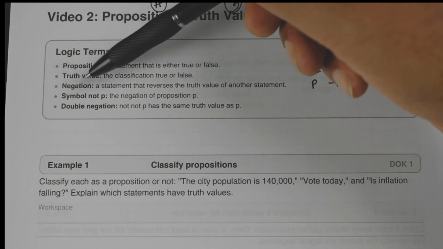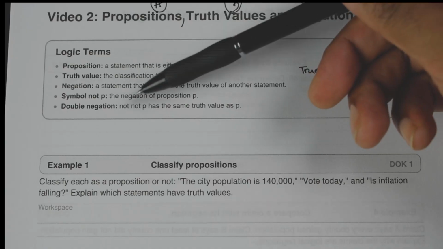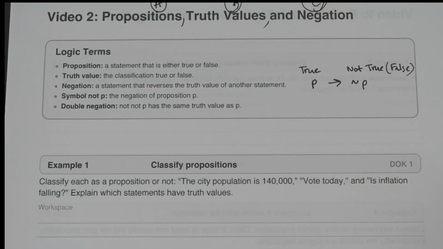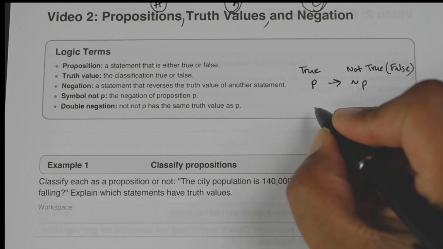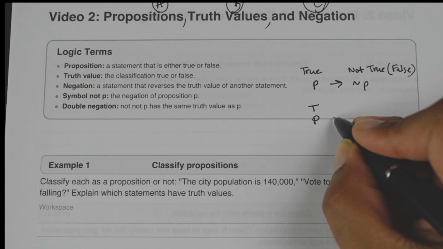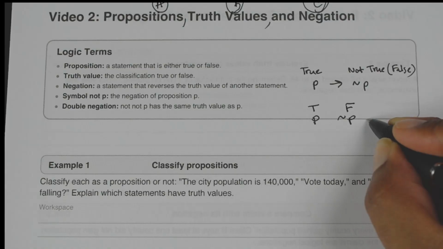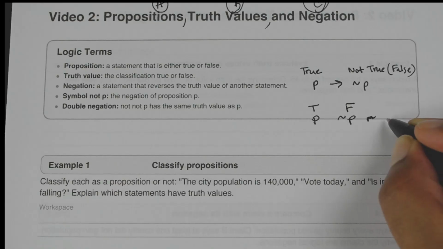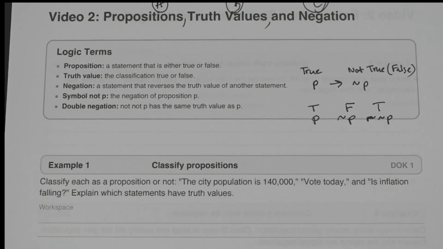And then we have the symbol not P, that's the negation of proposition P, as I mentioned, and then double negation, not not P, has the same truth value as P. So it's kind of like saying, let's just say the first proposition is P and it's true. If we said not P, well, that would be false. And then if we said not not P, that would take it back to a true statement.